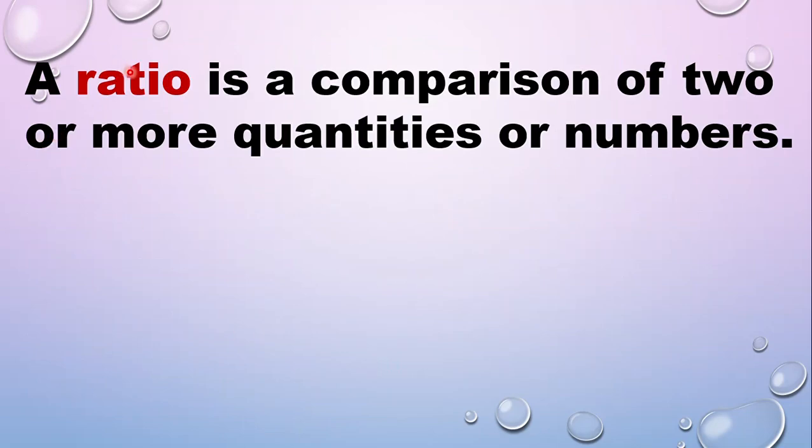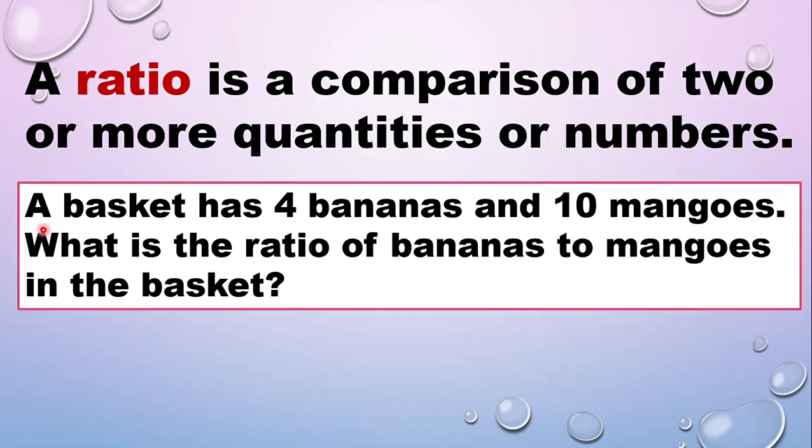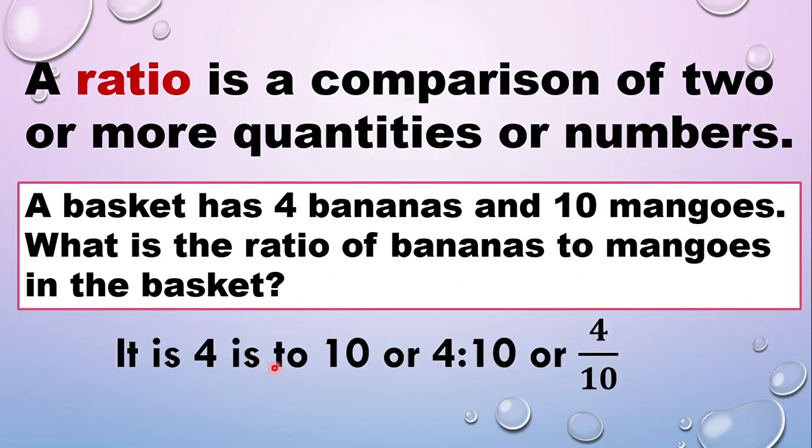A ratio is a comparison of two or more quantities or numbers. For example, a basket has 4 bananas and 10 mangoes. What is the ratio of bananas to mangoes in the basket? So the ratio of bananas to mangoes is 4:10, or in column form, 4:10, or in fraction form, 4/10.